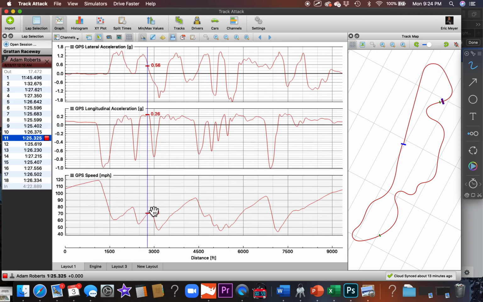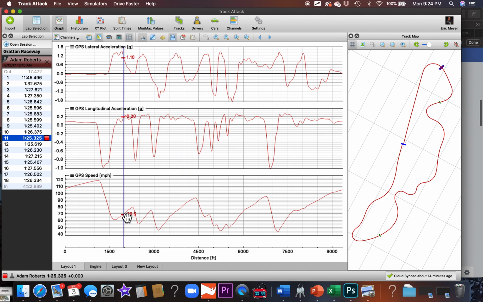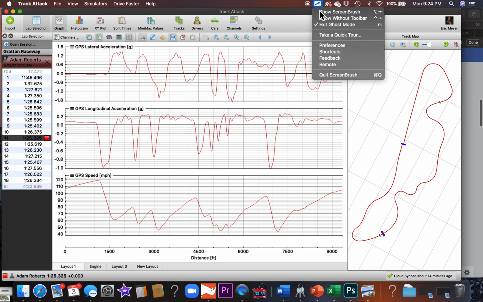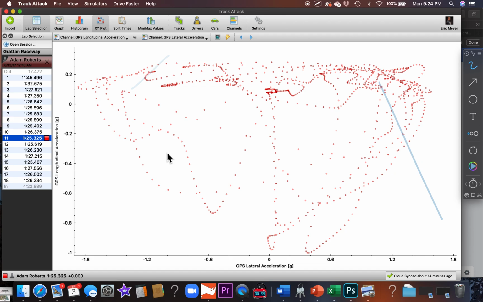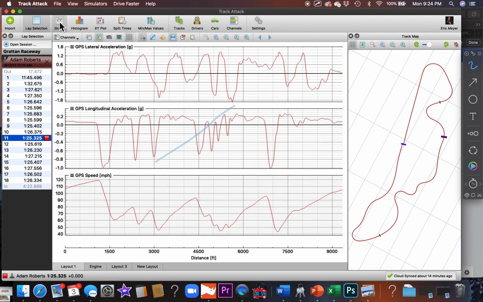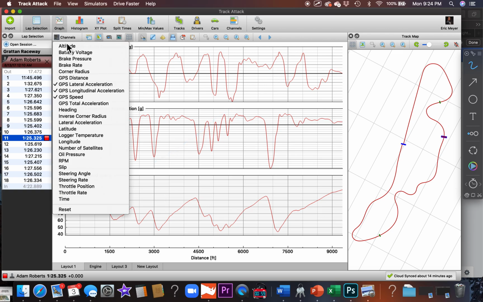speed, which is really about 50% of what you need to know. This is longitudinal, and this is what your feet are doing. This is lateral, which is what your hands are doing. There's 3, right? 1, 2, 3. This track map is 4. And this XY plot is 5 that we'll talk about. Just a little bit on the XY plot or GG plot.